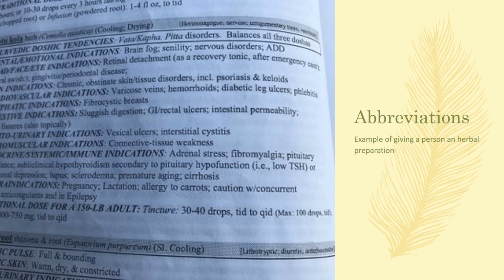Going back to the herb gotu kola, we're going to look at the dosage part, and I'll highlight it because you guys know I really enjoy using my highlighter. Okay, great. So there we go. We're looking at gotu kola. As you see, the traditional dose is for a 150-pound adult.